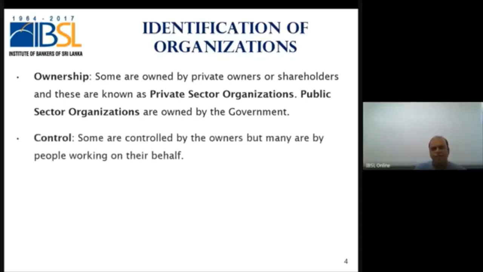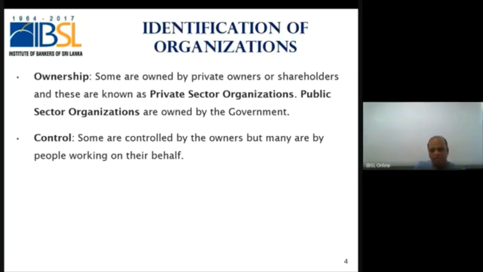The second identification criterion could be in terms of control: how the organizations are controlled or managed. Some are controlled by the owners, but many organizations are controlled by people working on their behalf. This needs a little bit of explanation. What do you mean by this? If you take a small grocery shop, which is again an organization, where several people might be working, and this particular grocery is owned by one person, there is a business running. Now, who is going to control this small business concern? It is the owner. It is controlled by the owner.